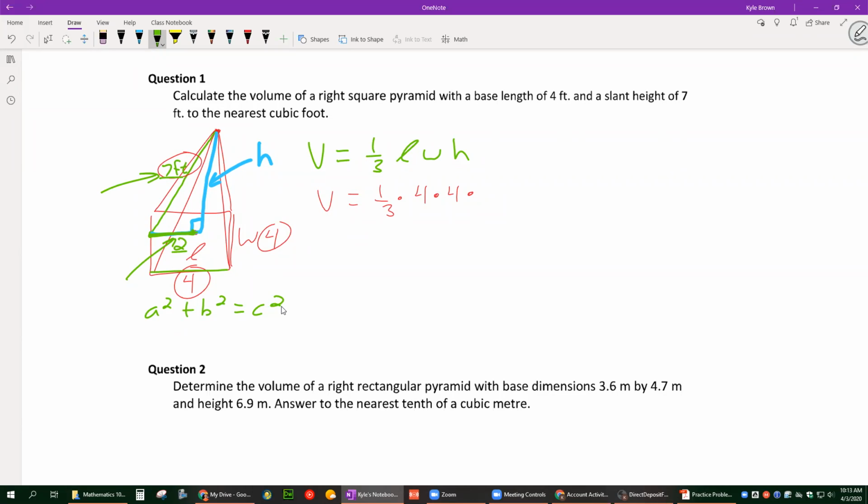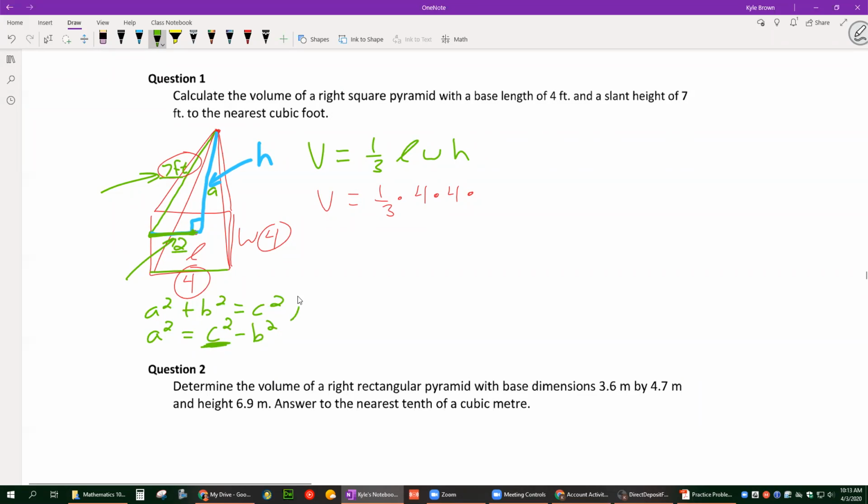It's like we're looking for A now. If I call this A for a second instead of H, A squared is equal to C squared minus B squared. It really just has to be the hypotenuse minus the other side squared. It has to start with that one.